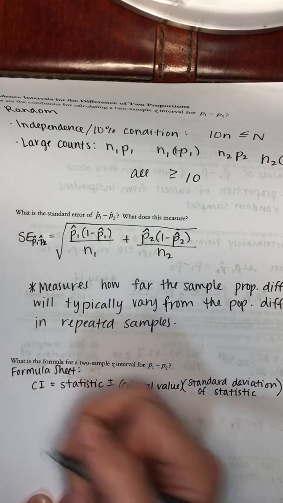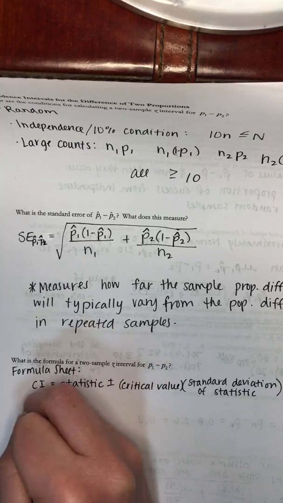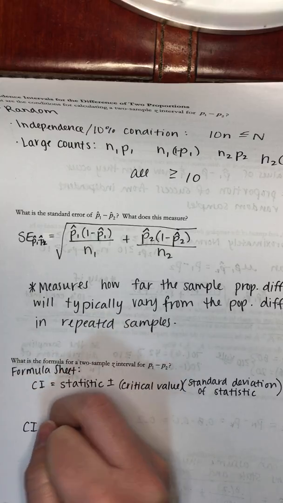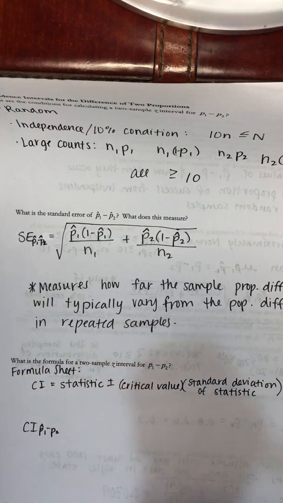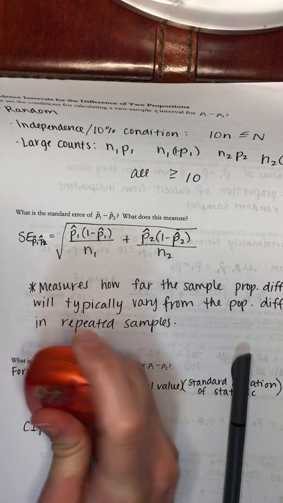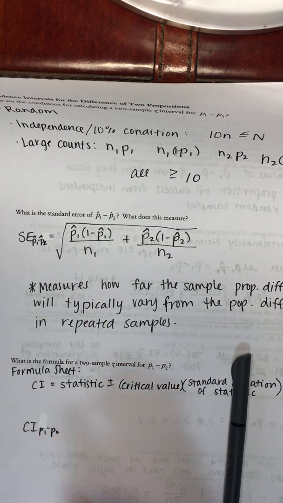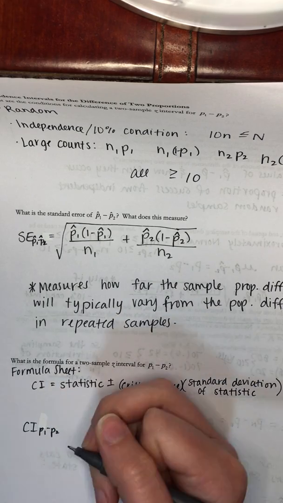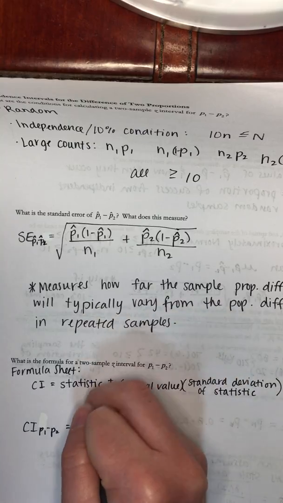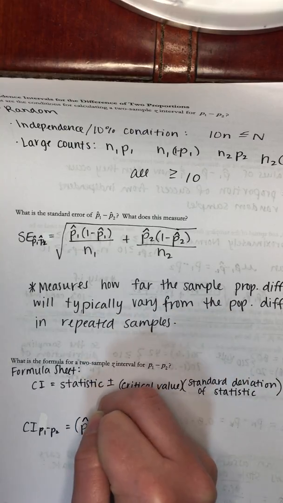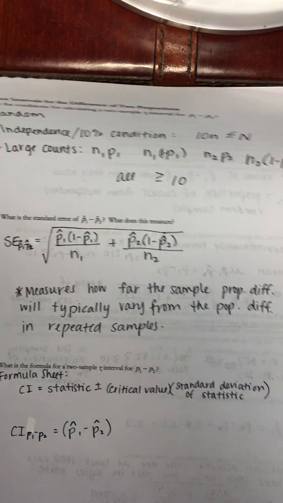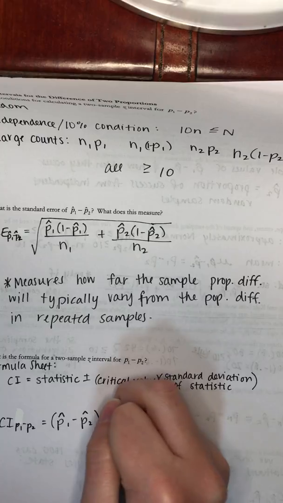For this specific scenario, it's still CI, but our confidence interval is for P1 minus P2. I shouldn't have put a hat on that, I'm sorry. And that's equal to, okay, so our statistic here is actually going to be P hat 1 minus P hat 2. Our critical value is Z star.